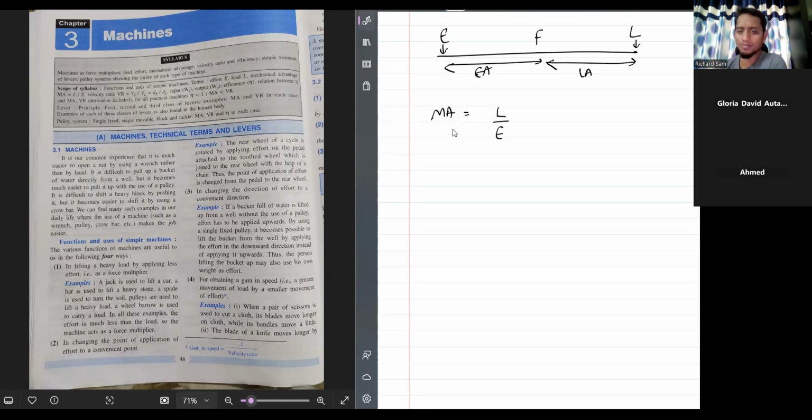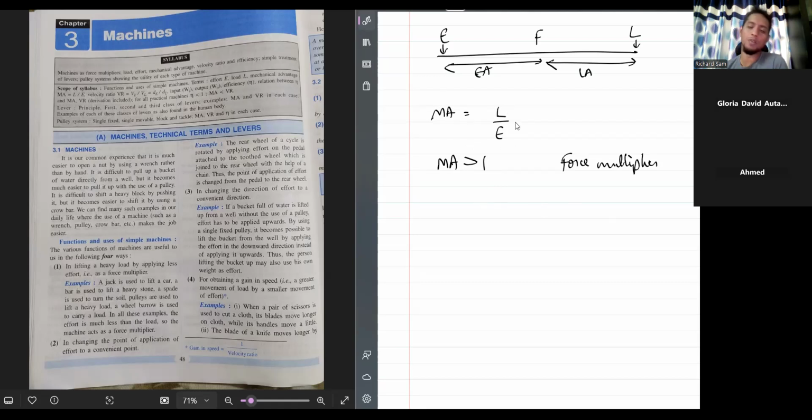Whenever the load is more than the effort, that's called a force multiplier. If I'm able to lift a heavier load with a small effort, that's called a force multiplier. So in such a machine which acts as a force multiplier, the mechanical advantage will be what? Since the numerator is greater than the denominator, mechanical advantage is greater than 1. If I say a machine has mechanical advantage 2 or 3, that means it's a force multiplier. It is multiplying the force. That means with a small effort, I can lift a heavy load. So keep that in mind.